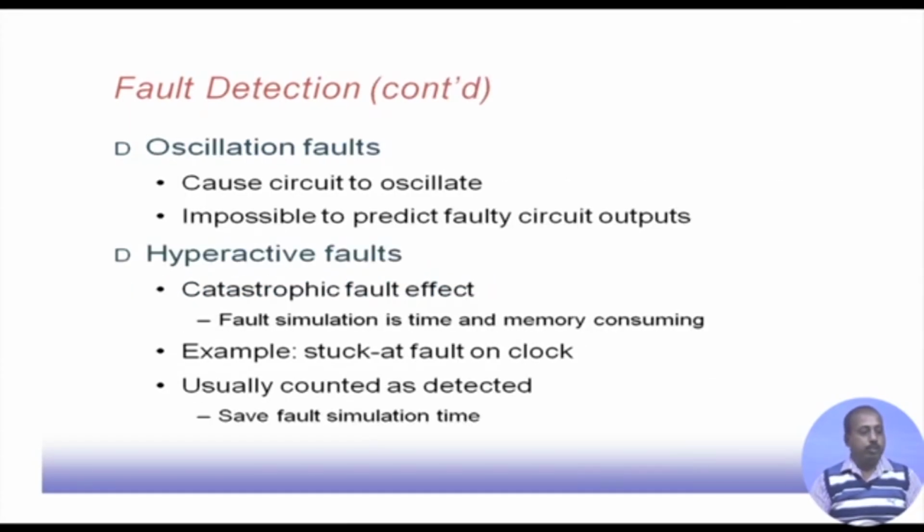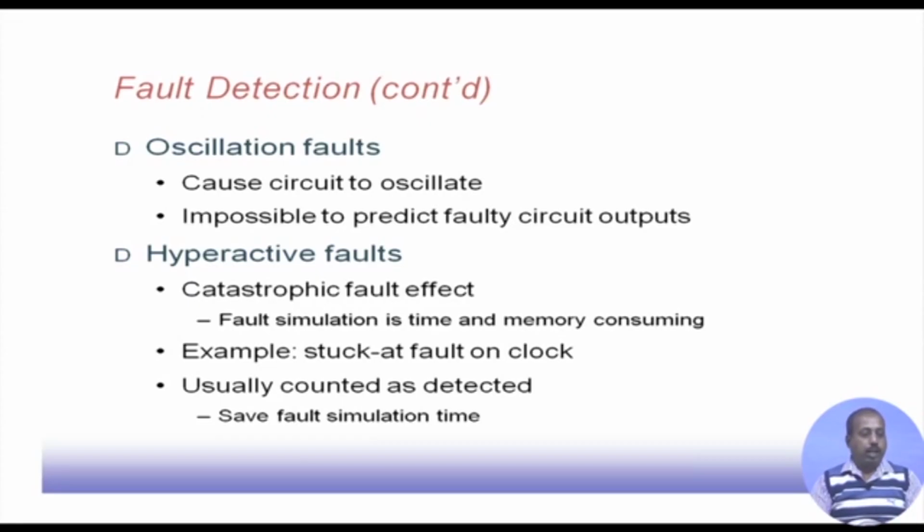There are certain faults which are oscillatory in nature; they cause the circuit to oscillate. So, the output is never stable, and in this case it is impossible to predict the faulty circuit output. Because the output is continually oscillating, we cannot say.